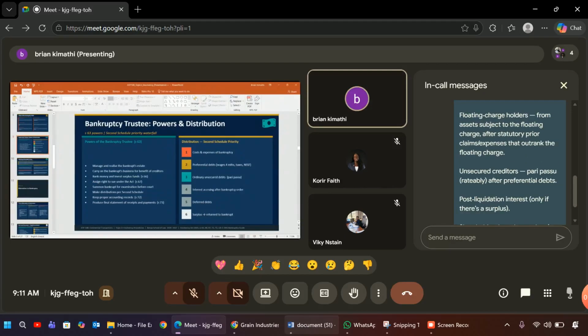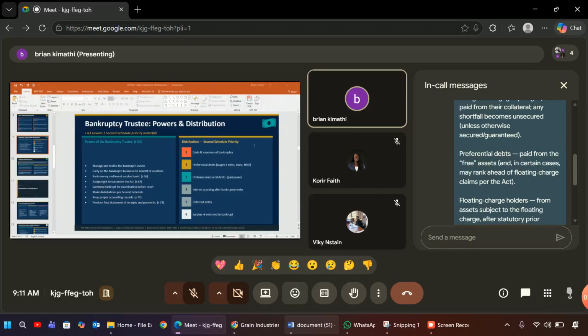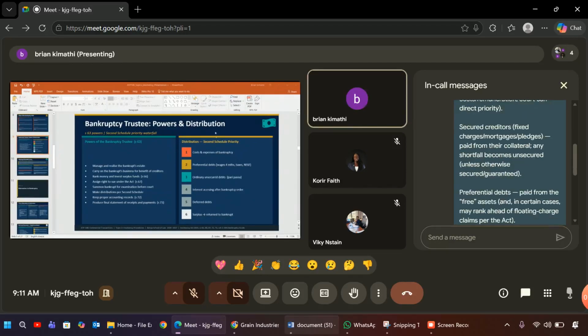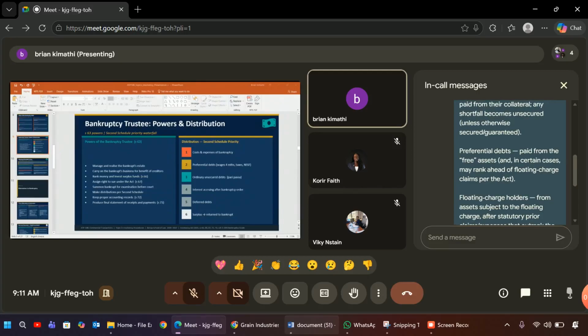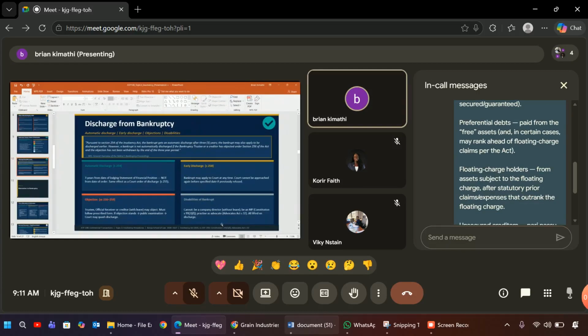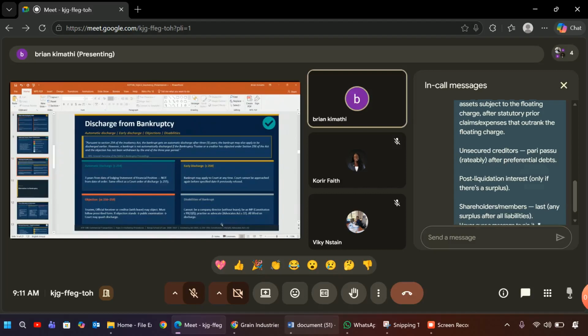And I think Victor has shared it here in the chat, then this is what the second schedule of the Act provides. So if you are able to bring it out this way, then you are good. Then you have discharge from bankruptcy. So there is automatic discharge, early discharge, objections, and disabilities.